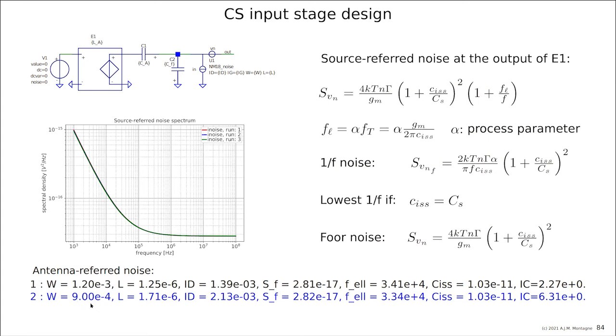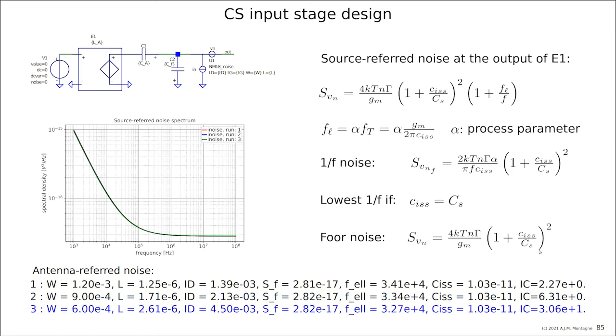And here we have another situation with about the same result. You see the results are the same, the plots are on top of each other, but we have a smaller width, a larger length, so that the input capacitance is the same, and we have a much higher inversion coefficient. So it is not necessarily true that with this capacitive source a low inversion coefficient is required for a low corner frequency of the 1/f noise. You see, they all have the same corner frequency of the 1/f noise.